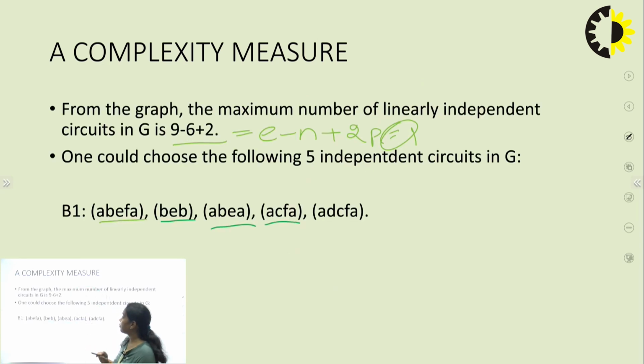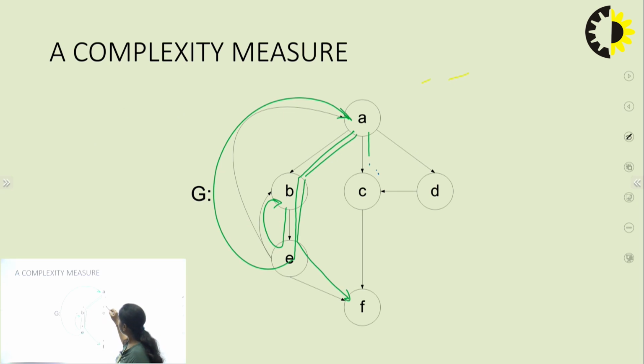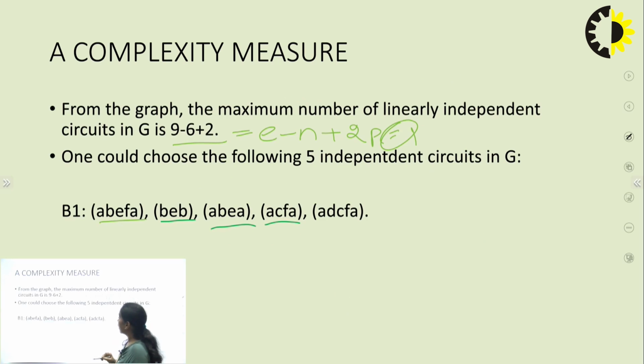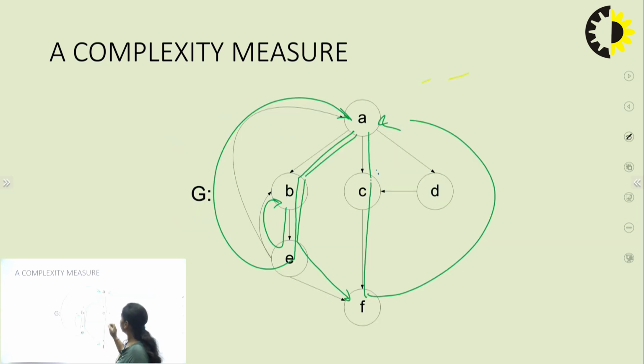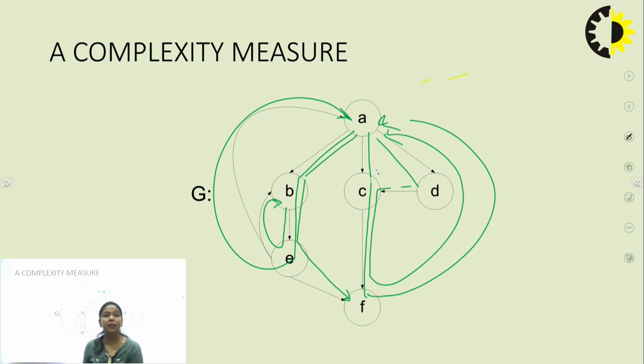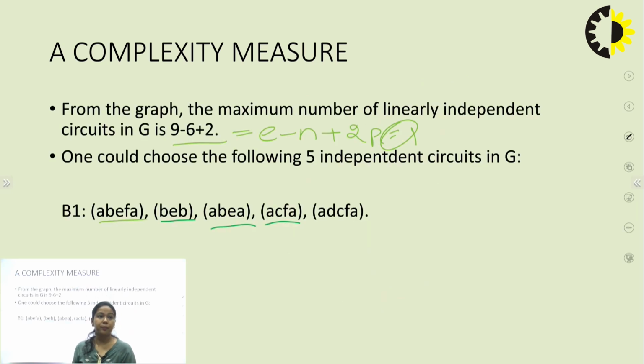Now A, C, F, A. Where is it? A, C, F, and we are reaching back to A. Now A, D, C, F, A. So these are the 5 different independent paths we are getting from this graph G.